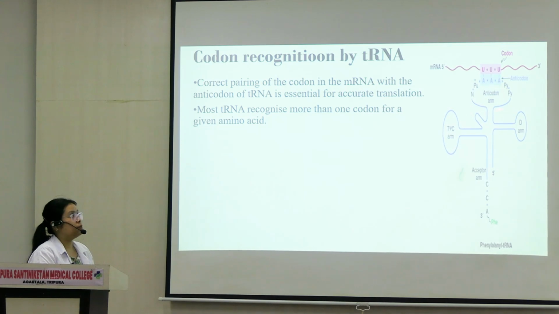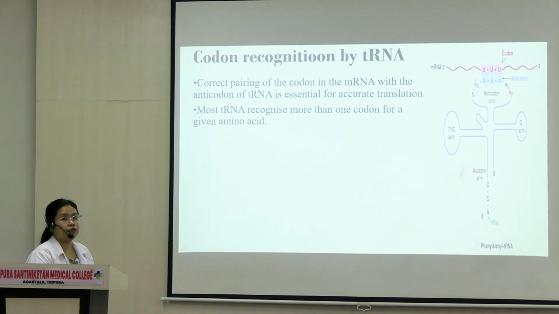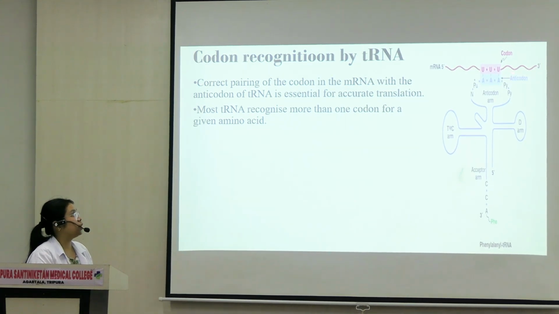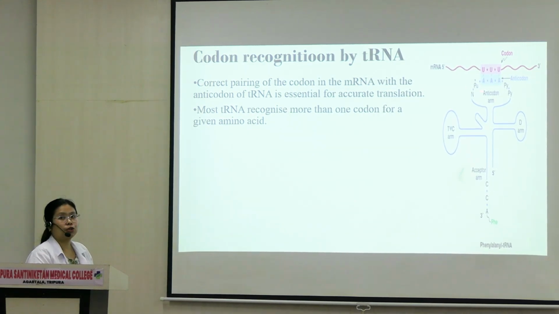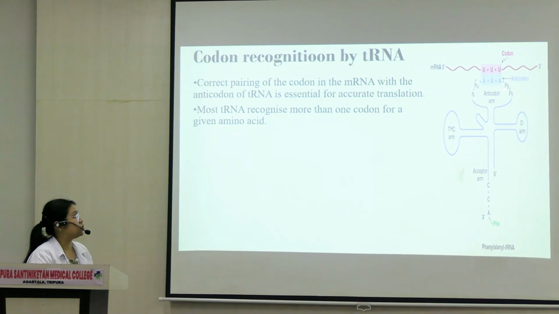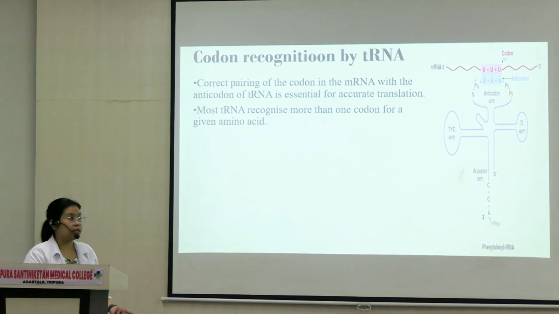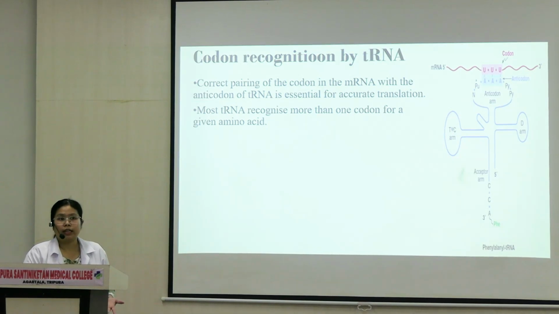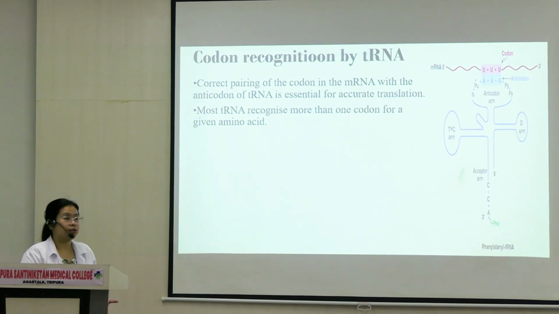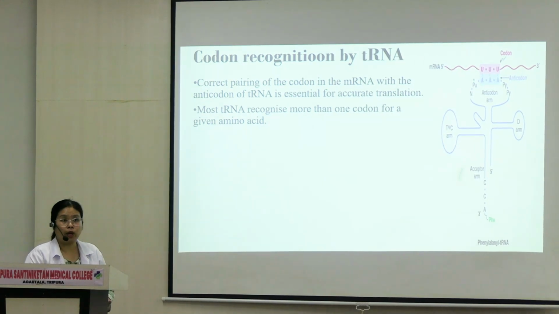And the anticodon arm is the one that reads the mRNA from 5' to 3' direction, and they form base pairing. So if the mRNA has, for example, UUU, this will give corresponding bases and they get attached to each other. That is how tRNA reads this mRNA and translates into an amino acid, which we will read later on. So most tRNA recognizes more than one codon.